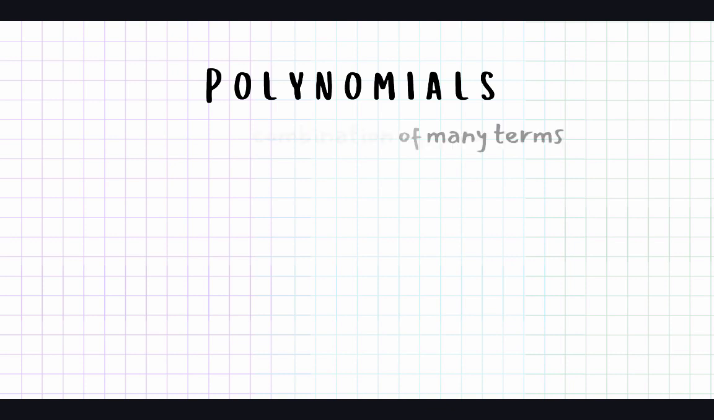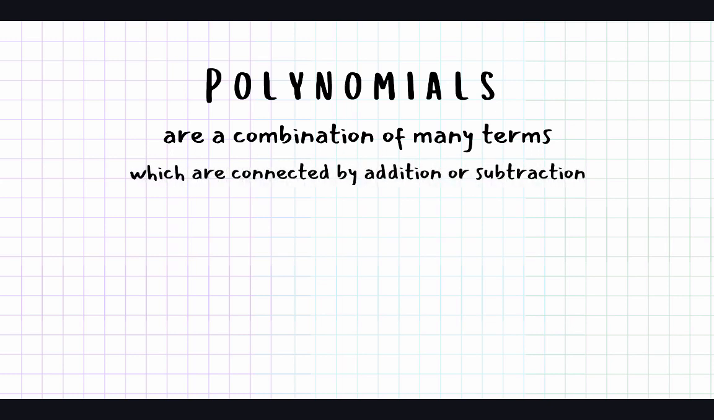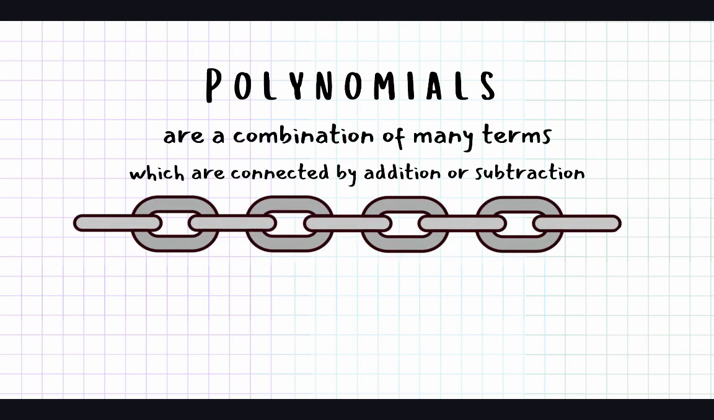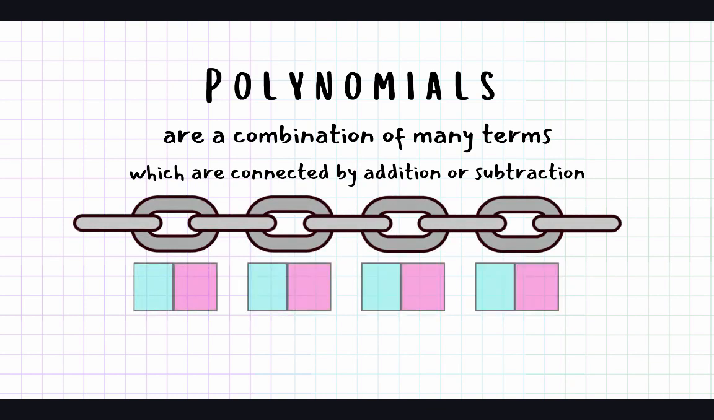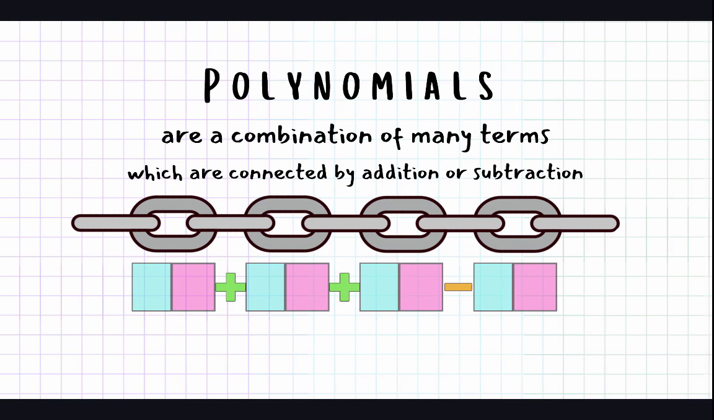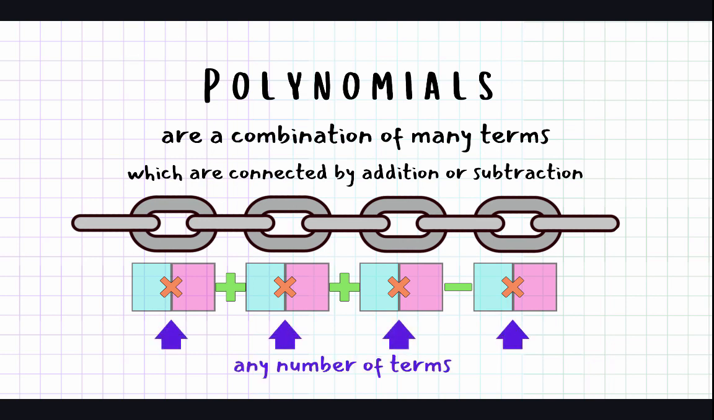polynomial. A polynomial is a combination of many terms that are all linked together using addition or subtraction. You could think about it like a chain of terms whose links are the mathematical operations of addition and subtraction. As we learned at the very beginning of this video, the coefficients and variables which make up each of the terms within a polynomial are linked together by multiplication. But it is important to remember that each term in a polynomial must be joined by either addition or subtraction. And it is worth reiterating that polynomials can be made from any number of terms joined together.